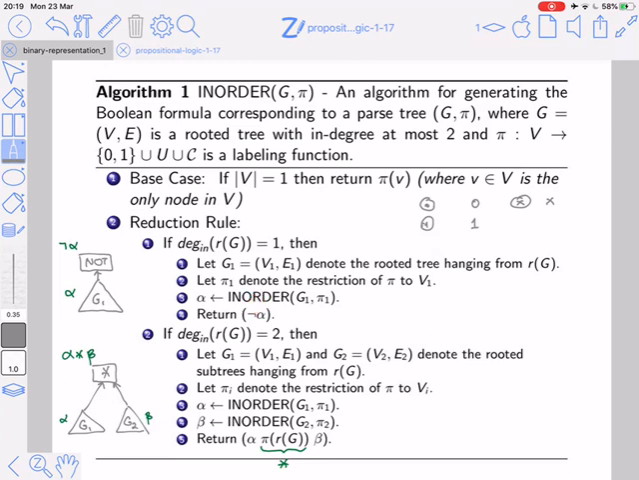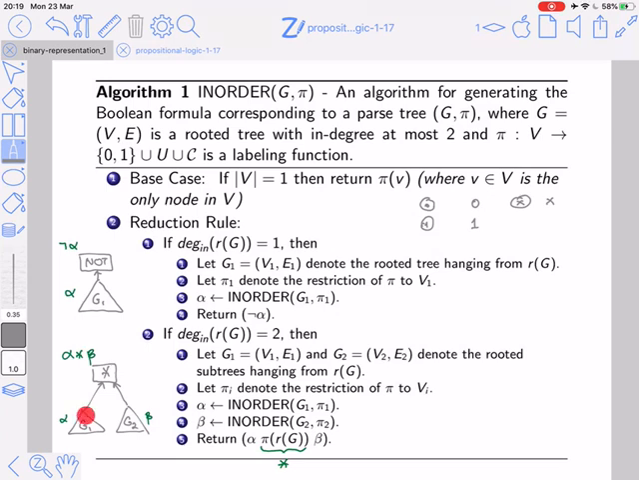Good. What do you do if the in-degree of the root is 2? Well, in this case, the root is labeled by some binary connective, which I just wrote here as a star. This could be an or, an and, or any connective. And you have two subtrees hanging from the root, G1 and G2.